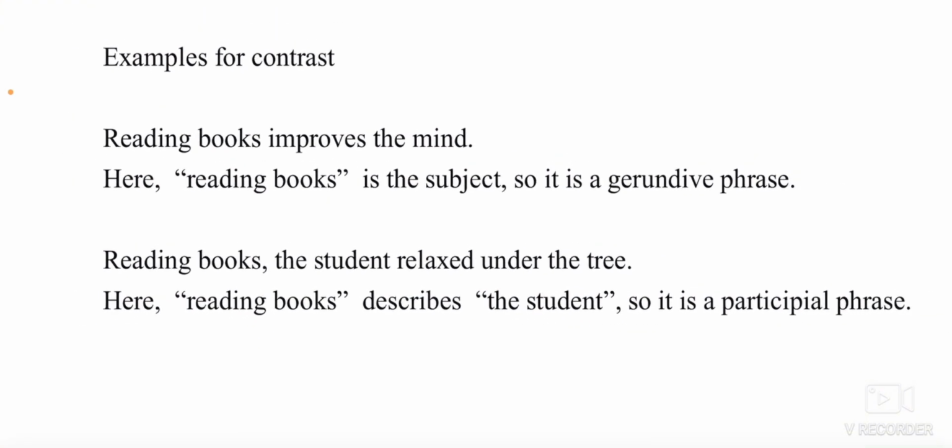That's one of the ways you can know if it's an adjective or if it's a noun. Reading books, comma, the student relaxed under the tree. Reading books. Can we say "it, comma, the student relaxed under the tree"? It does not make any sense. So this one is a participial phrase, not a gerundive phrase. Let us remove it. The student relaxed under the tree. Does it make any sense? Yes, it still makes sense. But what made them relax under the tree? Reading books made them relax under the tree. That is, it gives additional information on what made them relax. Here, reading books describes the student, so it is a participial phrase.